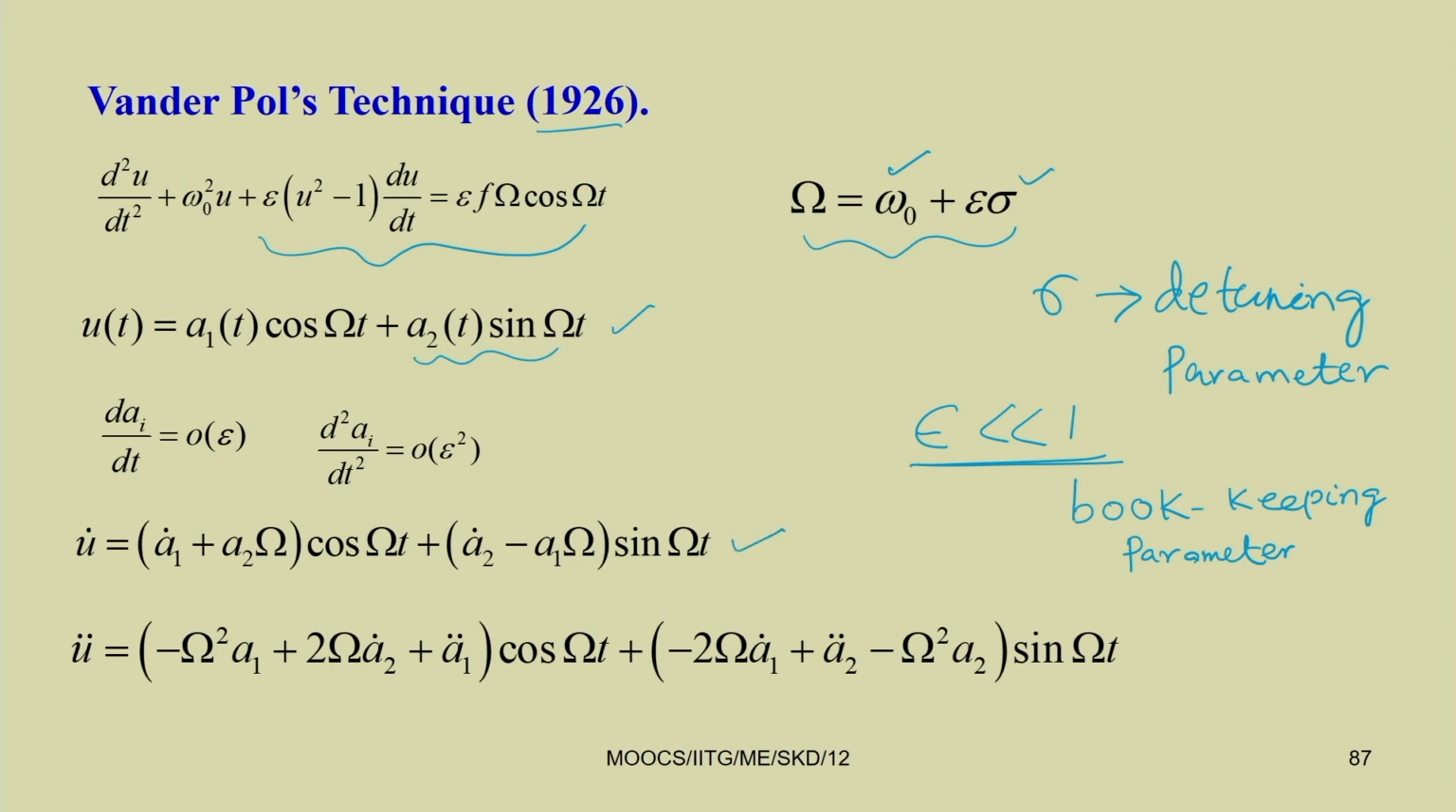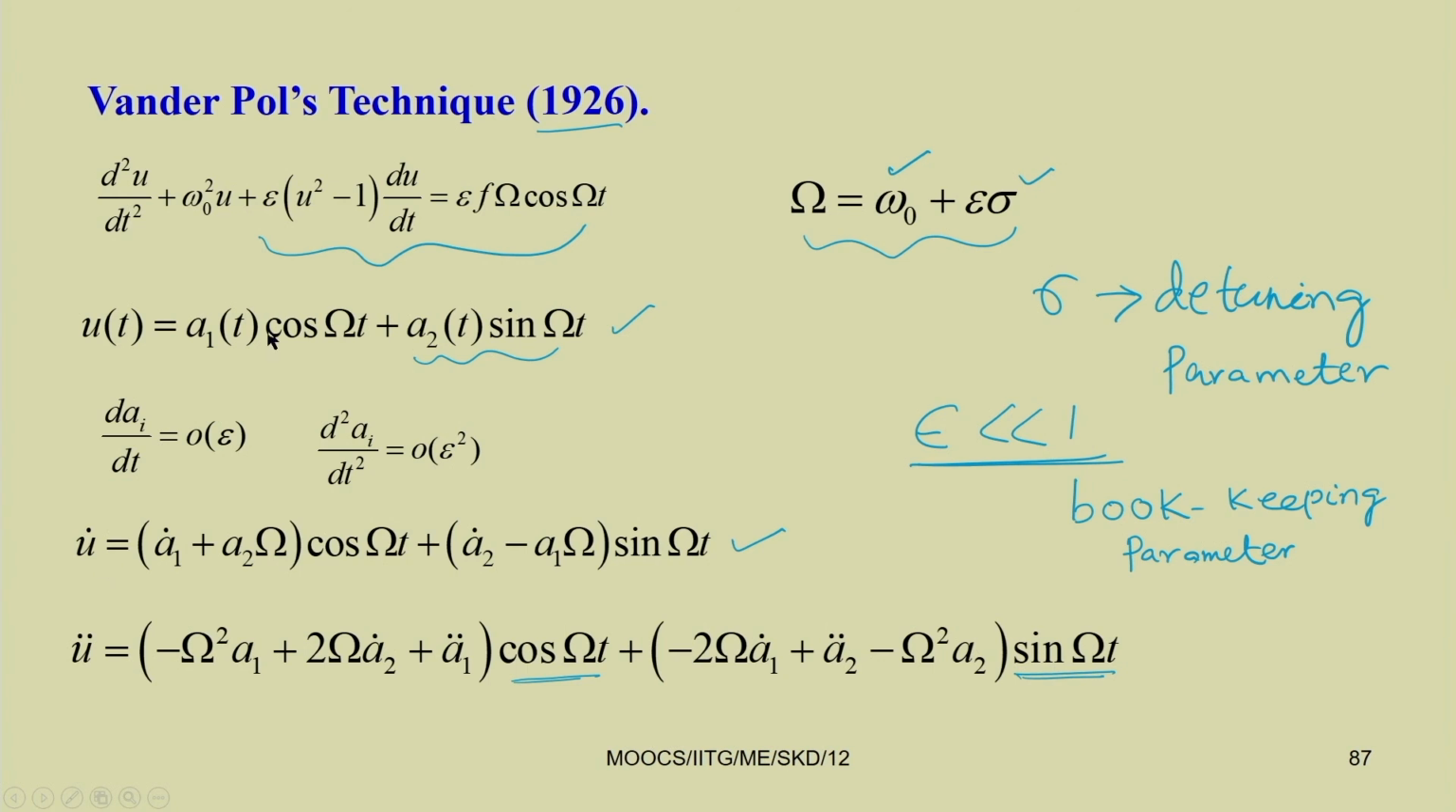Similarly, by differentiating once more, one can write u double dot. Differentiating and collecting the terms of cos omega t and sin omega t, one can write u double dot equal to minus omega square a1 plus 2 omega a2 dot plus a1 double dot cos omega t plus minus 2 omega a1 dot plus a2 double dot minus omega square a2 sin omega t.